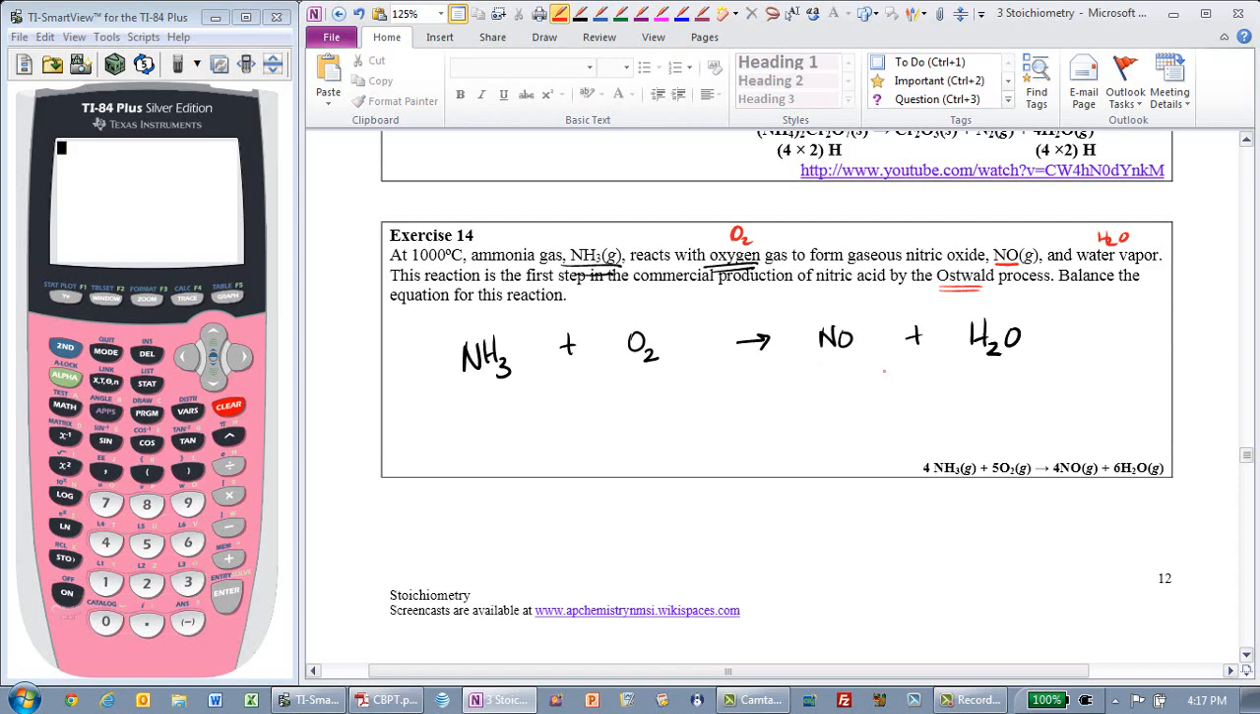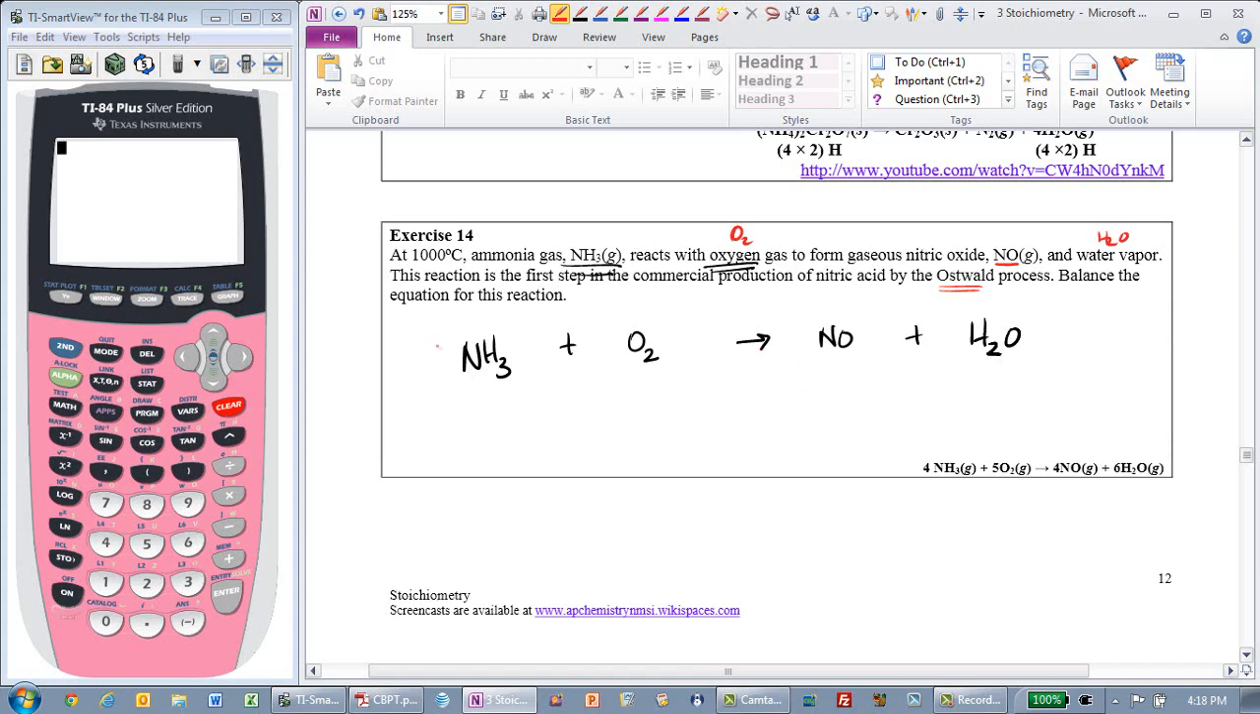We got a lot of scary looking things here. Let's go with the ammonia and kind of work from it. What do you figure? We got an N on each side. That's not very helpful. I got 3 H's on the left. I got 2 on the right. So that could be a 2-3 trick going on here.